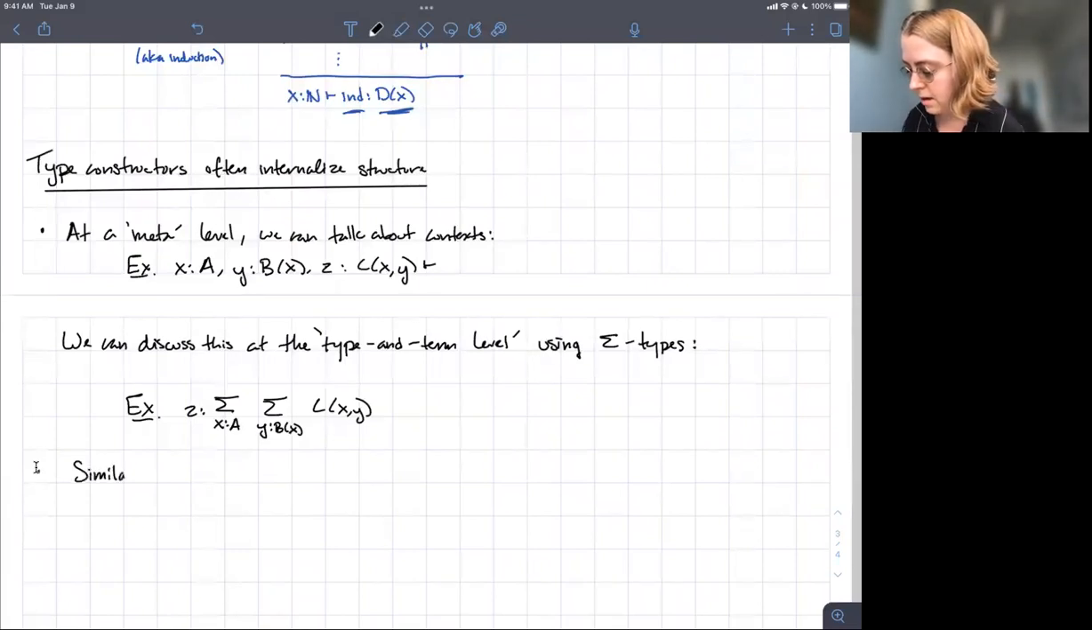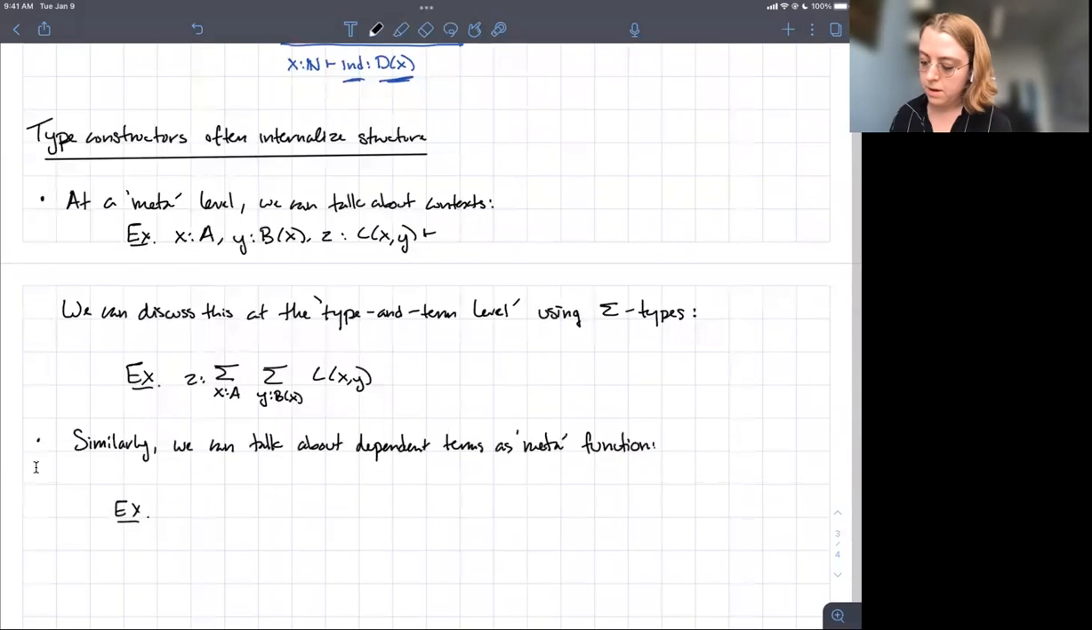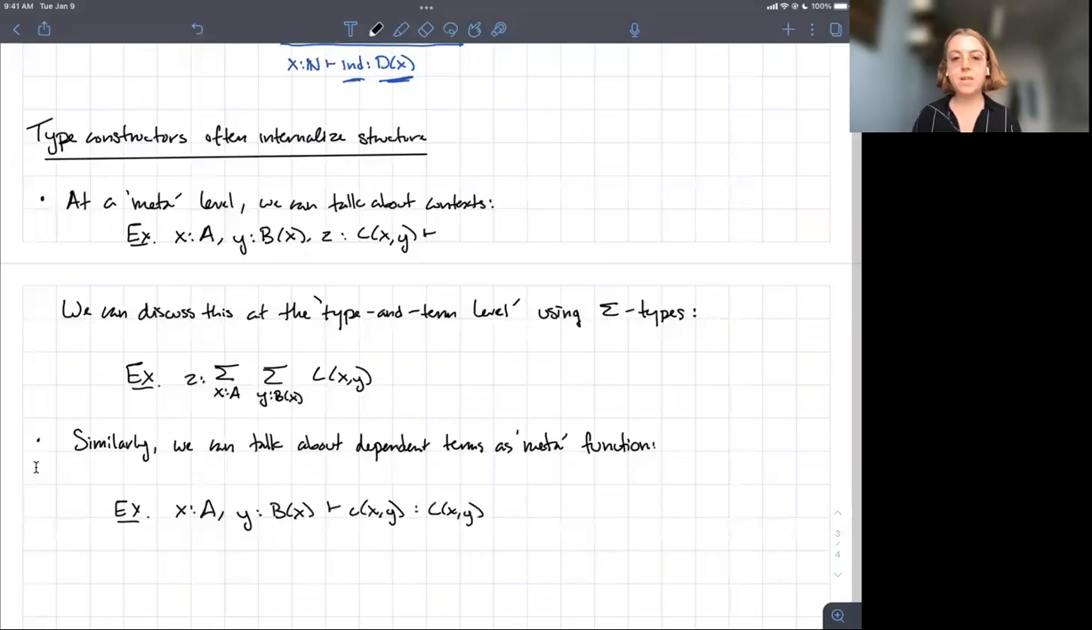Okay, similarly, we can think about dependent terms as functions, or maybe I should say as some kind of meta function. So for example, we could have a context like this, X in A, Y in B of X, and some term little c in big C of X, Y. And we can think of this as a function that takes in X and Y and spits out C of X, Y. So it is appropriate to think of it as a function, but it's not a literal function, at least yet, in the sense that it's not a term of a function type.